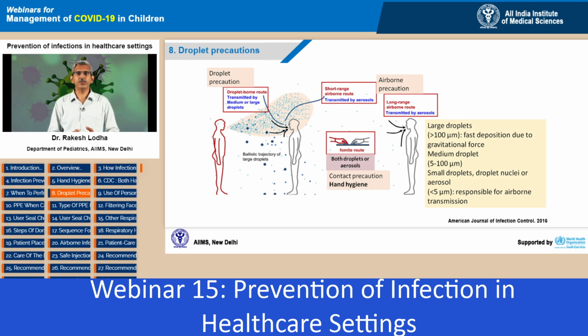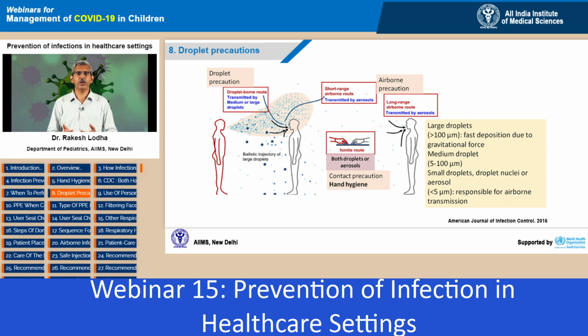Now, this figure shows us the routes by which the respiratory pathogen can spread. So, when an infected person coughs or sneezes or even talks, droplets form which carry germs to short distances, typically within 6 feet distance. These droplets can land on susceptible person's mucosa, that is eyes, nose or mouth, and cause infection.